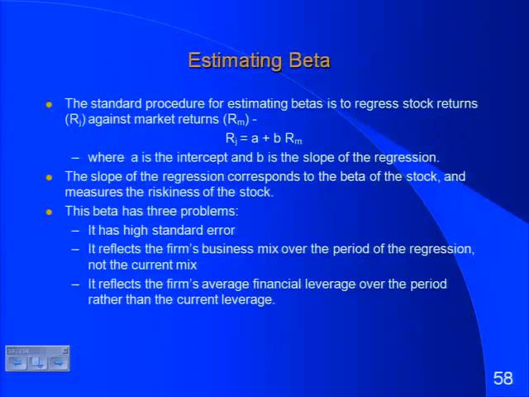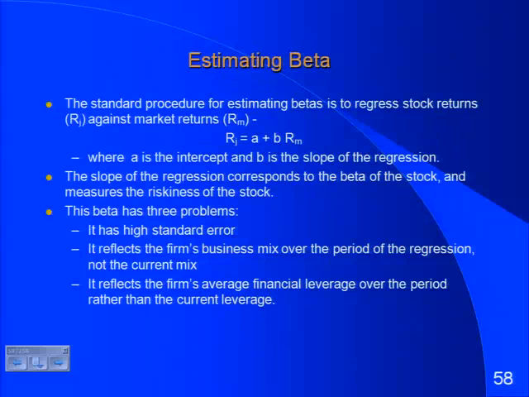Which brings me to the third and final input I need for the cost of equity, which is the beta. Now, we all know the standard way of estimating betas is to run a regression of returns on the stock against returns on the market index. The slope of the line is the beta, right? Every finance textbook, the one I read, the one you read, that's the basic definition of beta. It's a terrible way to think about betas for three reasons.